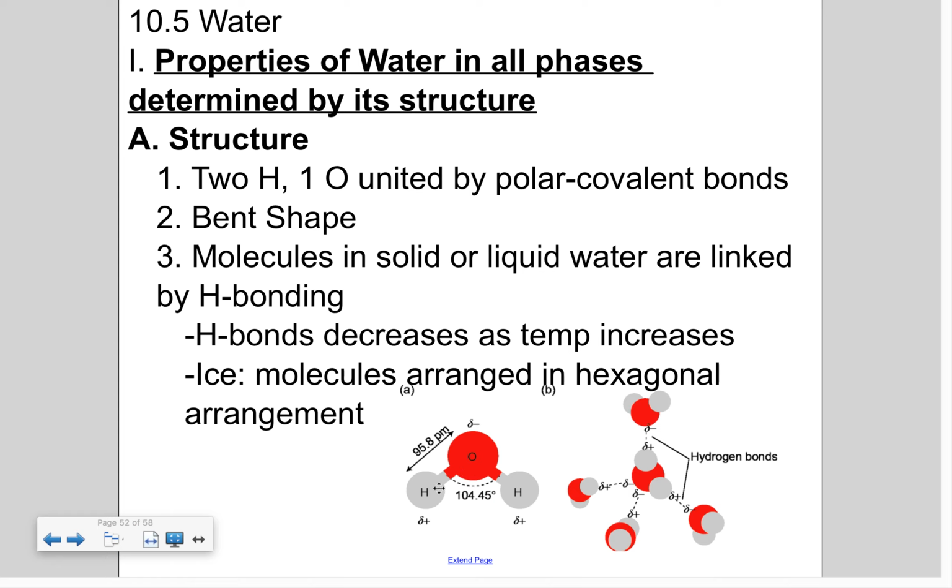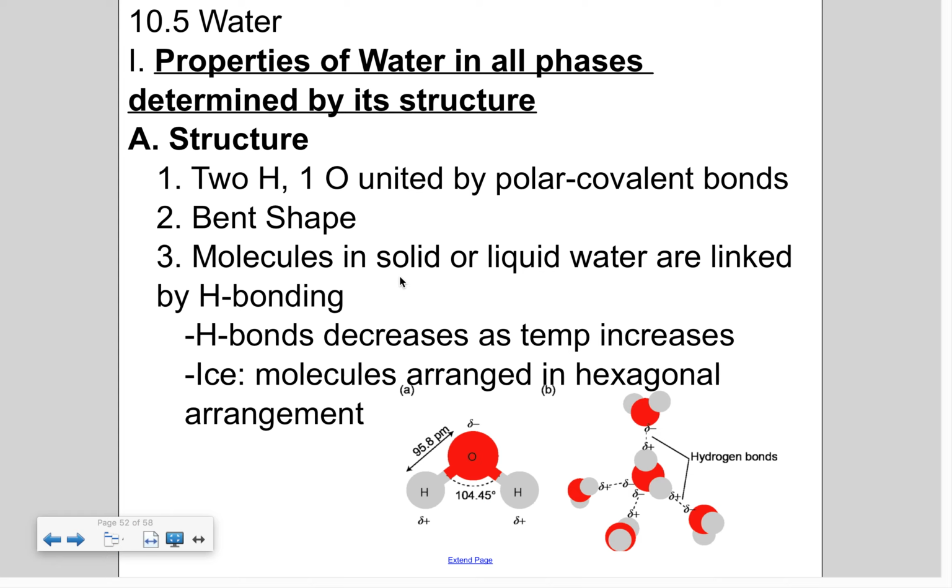And so this molecule is considered a dipole because it has a positive and a negative end. Because of these slight differences in charges, they tend to attract other water molecules through hydrogen bonds, as you can see in this picture right here. And in this picture, you can see that one water molecule can interact with 4 to 8 different water molecules through hydrogen bonds.